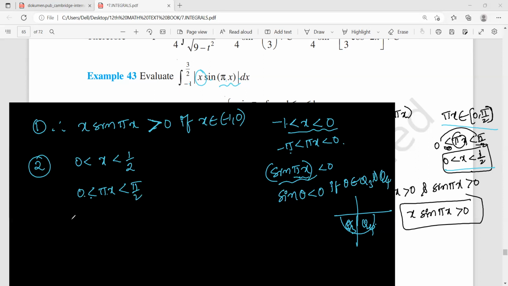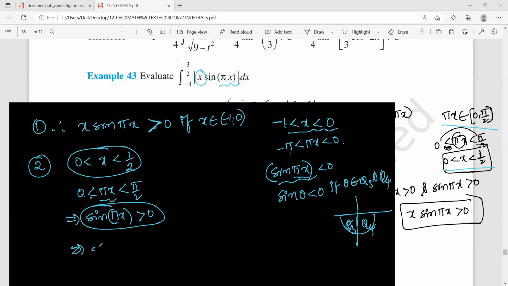Okay, pi x belongs to 0 to pi by 2 implies sine pi x, this is theta, right? Theta belongs to 0 to pi by 2. Sine pi x is positive or negative? Positive. Okay, x is positive, sine pi x is positive. That implies x sine pi x is greater than 0 if x belongs to 0 to 1 by 2. -1 to 0 you got, 0 to 1 by 2 you got. But actually, 0 to 1 also is the same thing. I need not check this. For your understanding, I checked.